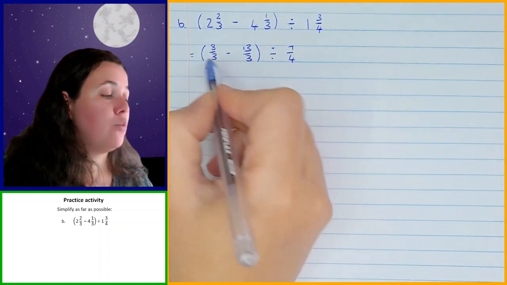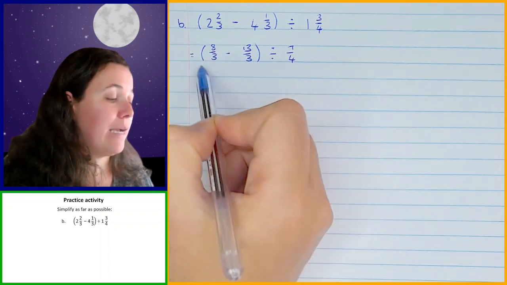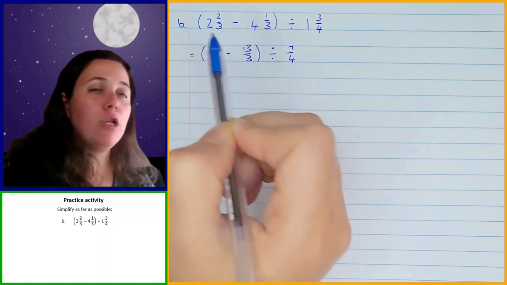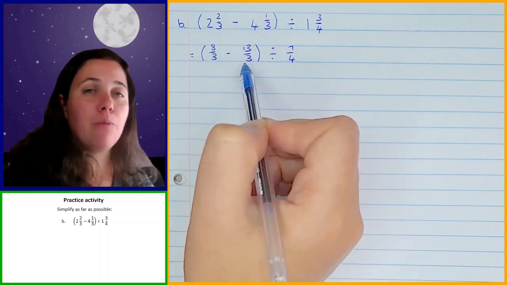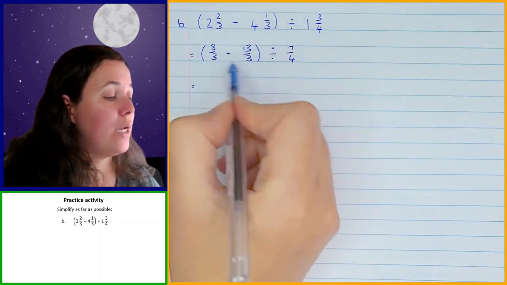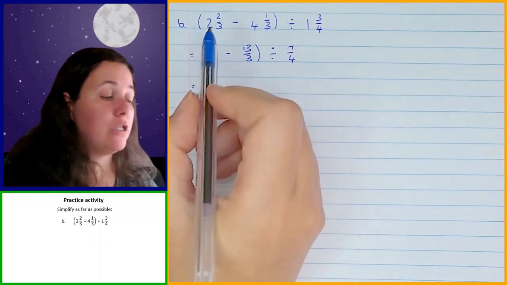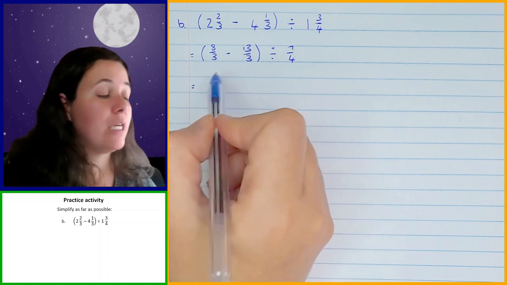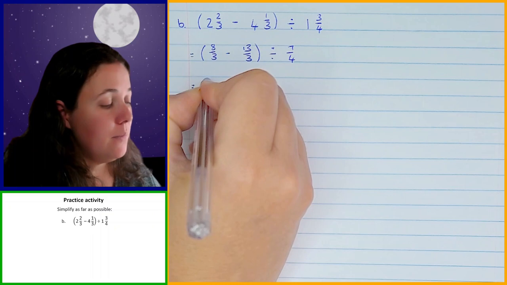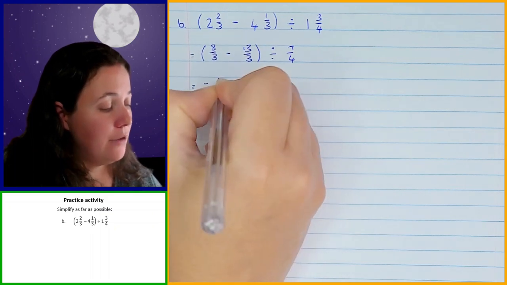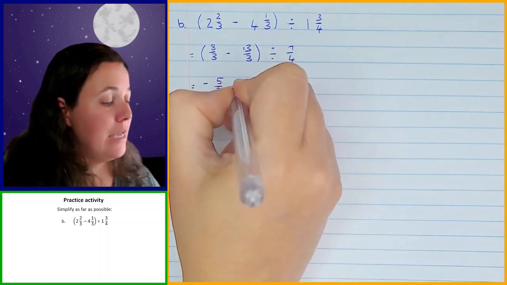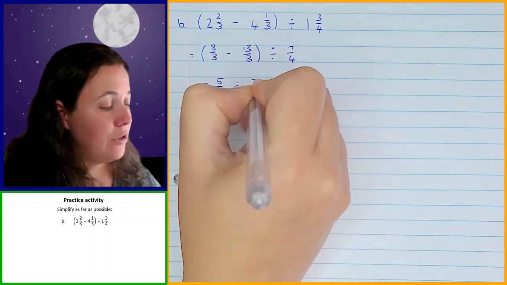Then we're going to work out anything that's inside the bracket. Over here I've got 8 over 3 minus 13 over 3. That is subtraction. There's no multiplication and division, and there's no exponents inside the brackets, so I'm going to go straight onto my subtraction. I need to make sure that the denominators are the same. In this case, they already are, so I can just subtract straight away. 8 minus 13 is negative 5 over 3. The denominator stays the same, and I subtract the numerators, divided by 7 over 4.